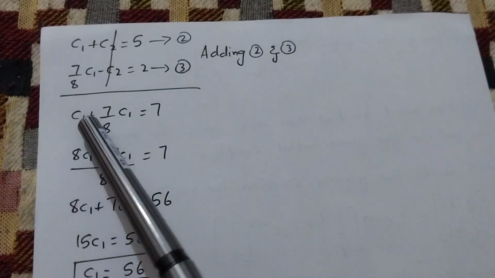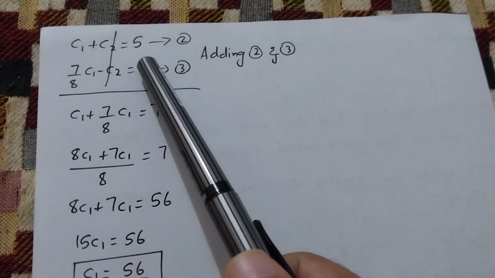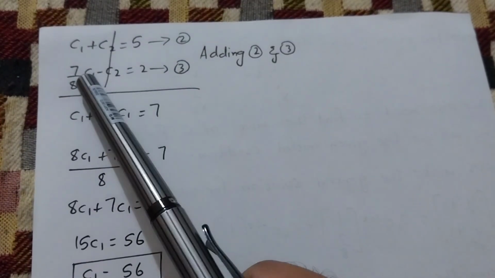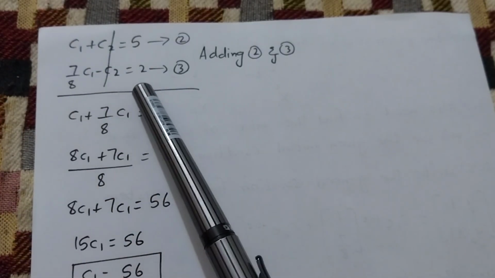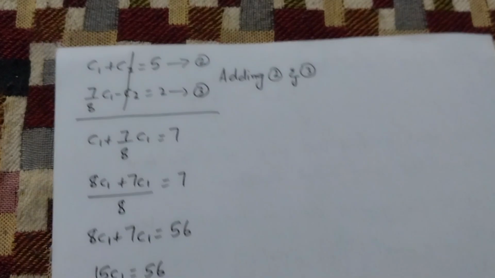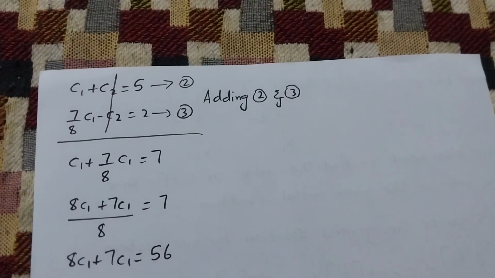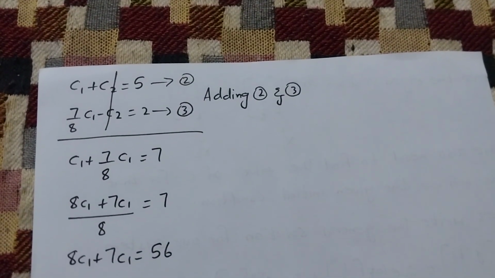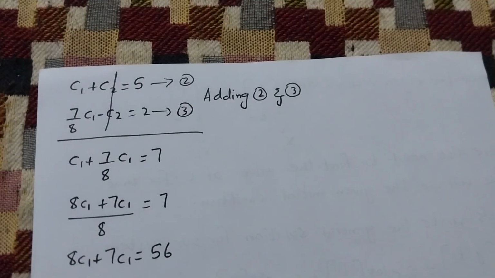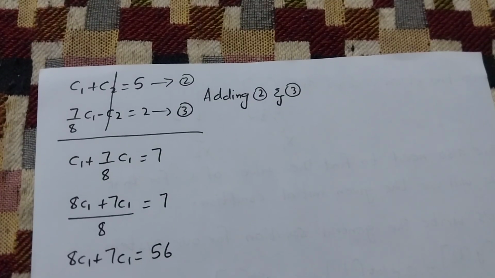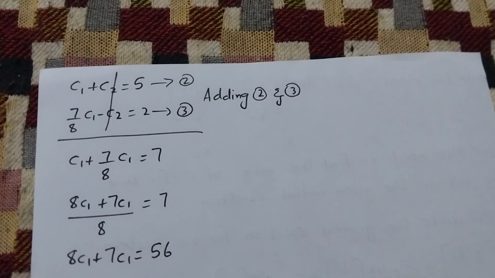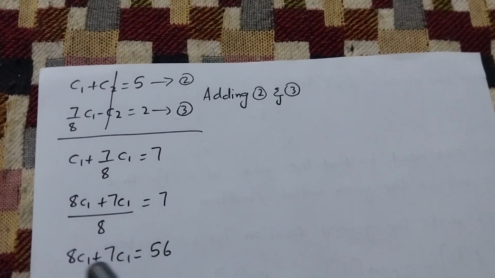And we were given the values of y1 of 0 and y2 of 0, which were 5 and 2. So the equations will be c1 plus c2 equal to 5, and 7 by 8 c1 minus c2 equal to 2. So these two are the equations, and we are interested in the values of c1 and c2, to get the complete particular solution for this system of linear first order differential equations. So we'll just simultaneously solve these two equations.